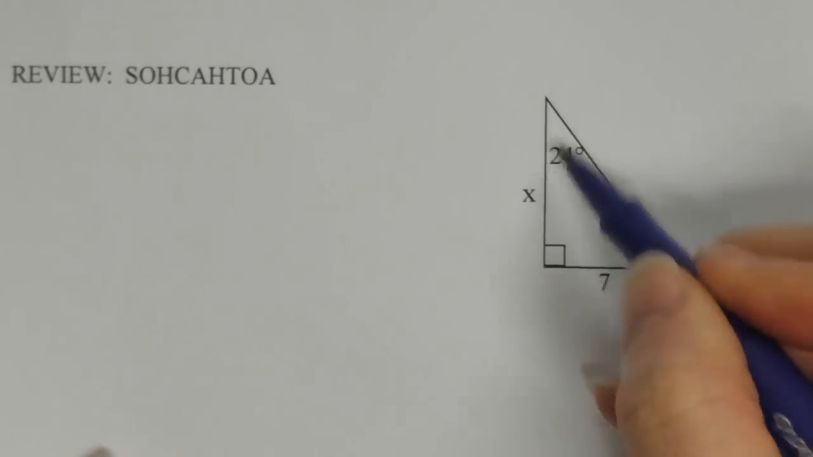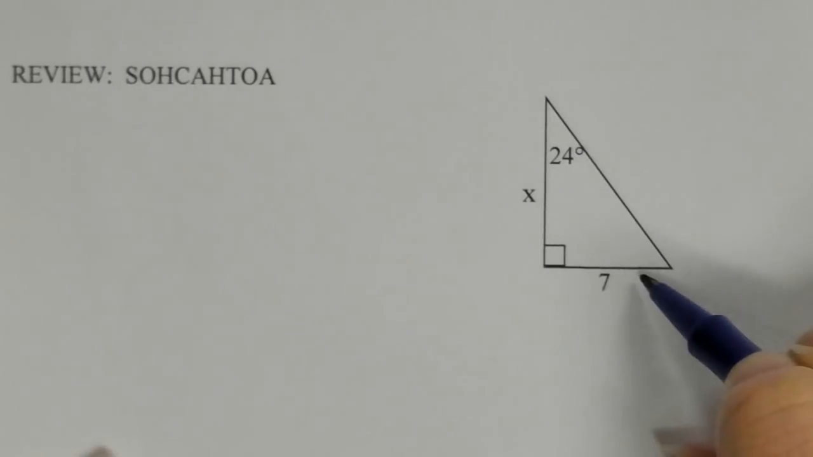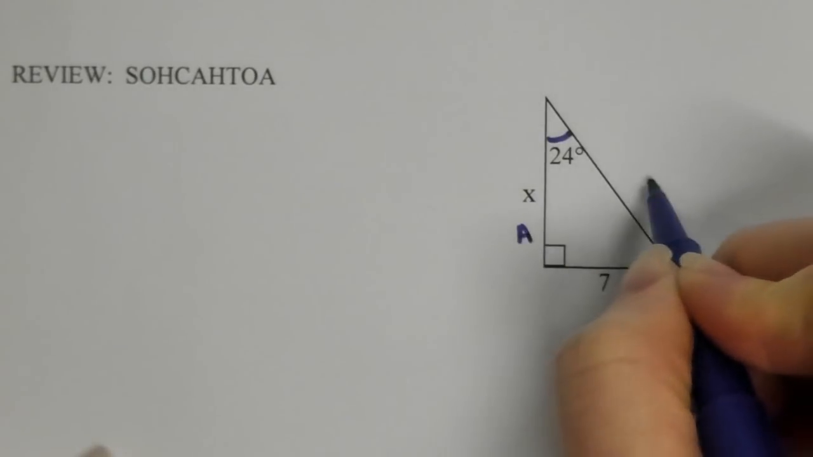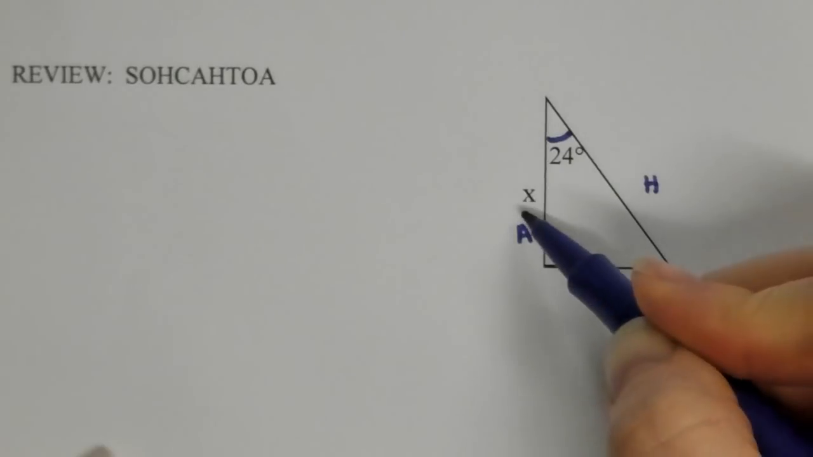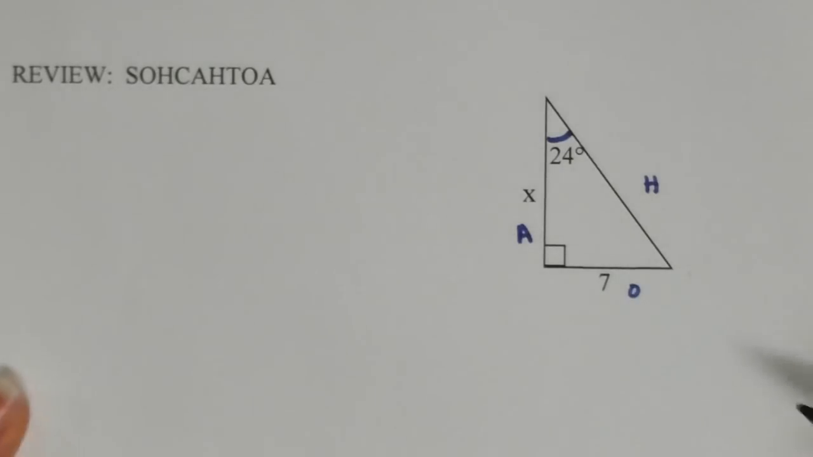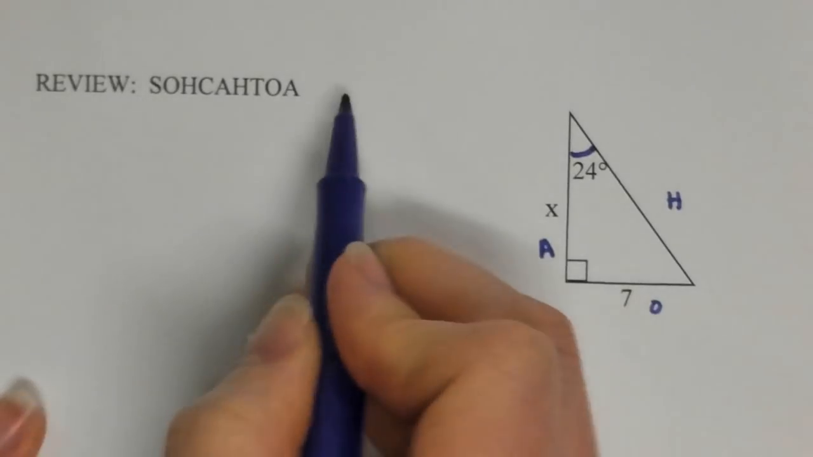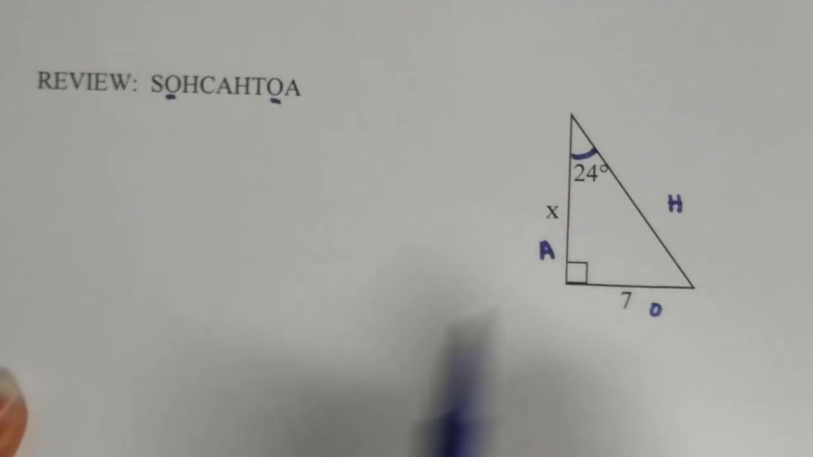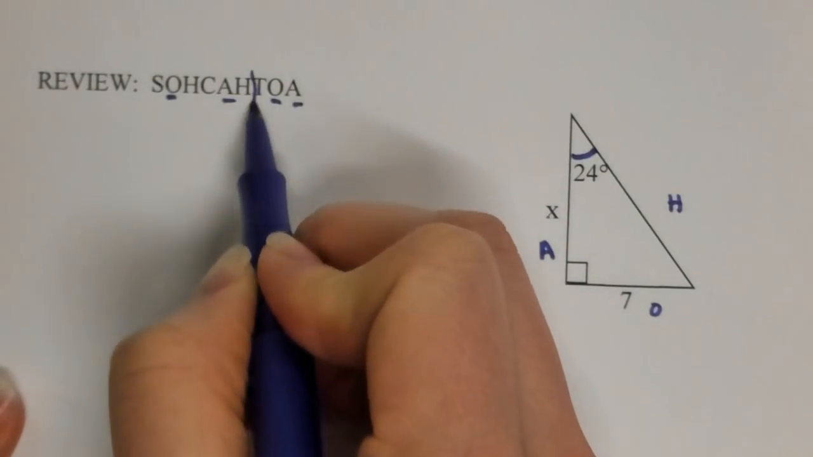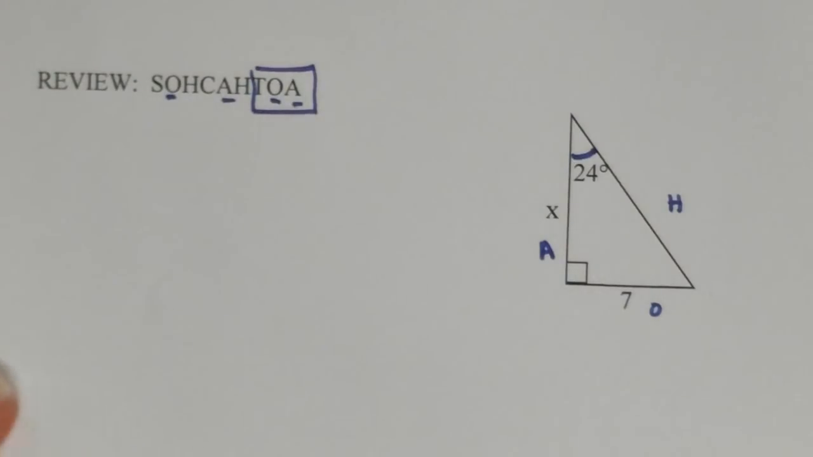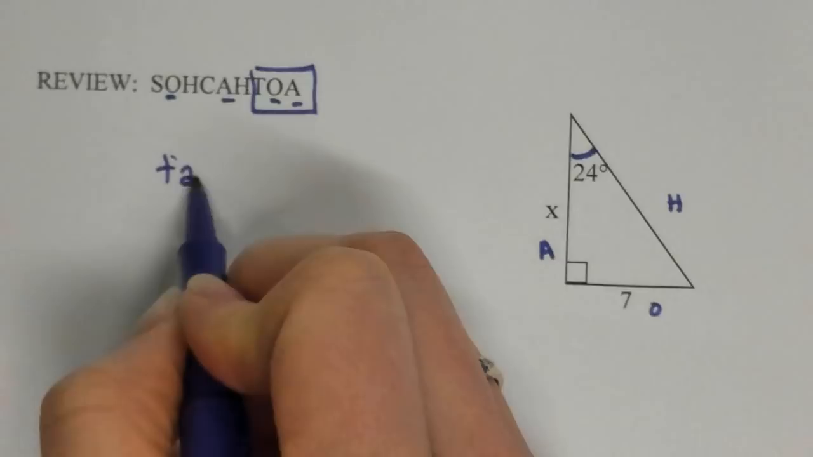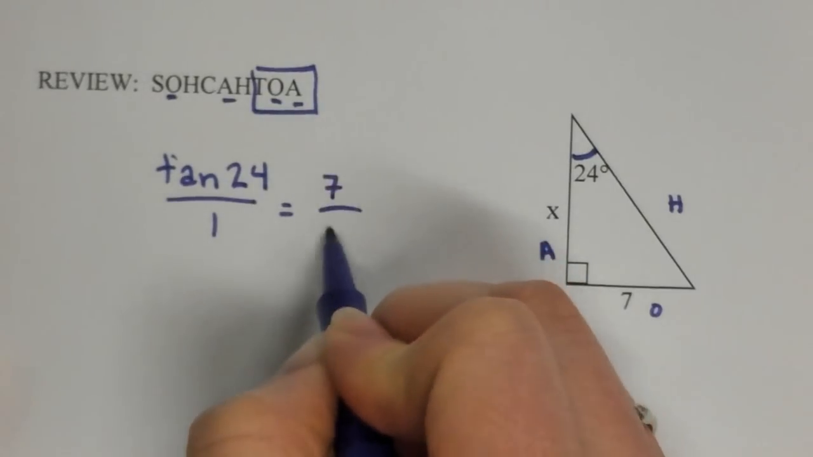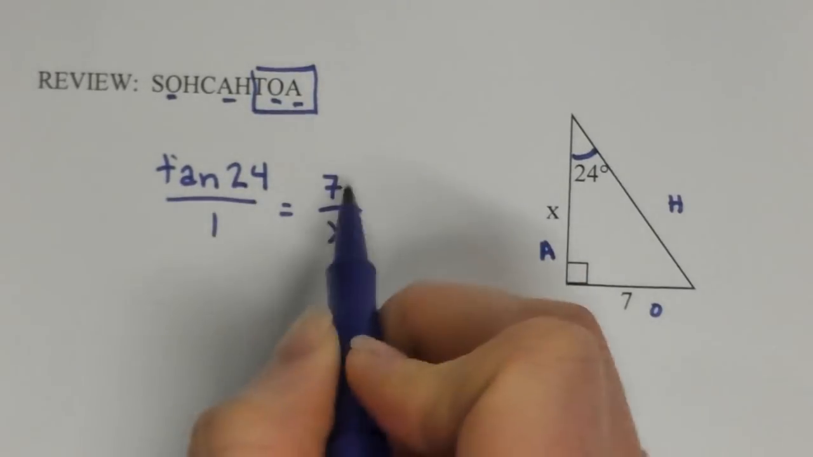If that is 24, I want to find this side length. I'm given this one. Remember, O, A, and H: that's your opposite side, your adjacent side, and your hypotenuse. So if I'm going to work on SOHCAHTOA, I would know my O. I need to find my A. So that means I'm going to use tangent. Tangent of your angle equals O over A.